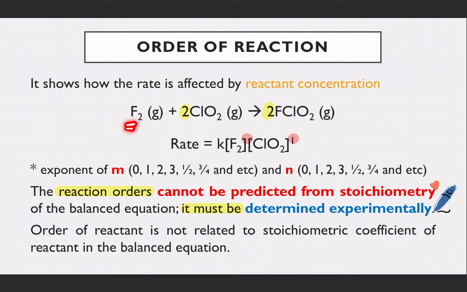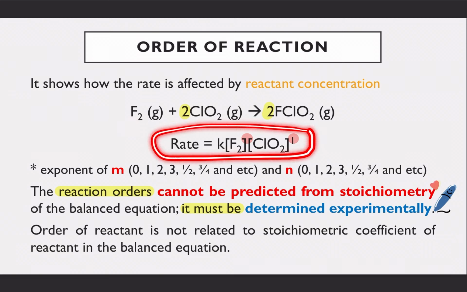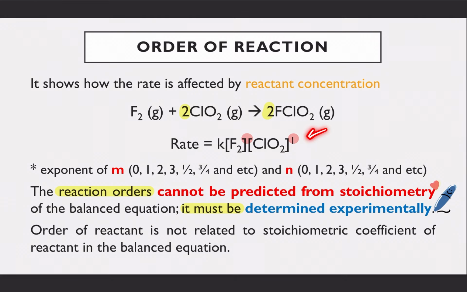If you look here, the stoichiometric coefficient is not the same as your order of reaction. So this is the order of reaction. You can see that for F2 you have 1. And for ClO2 you have 1 as well for the order of reaction with respect to ClO2. But if you look at your balanced chemical equation, your stoichiometric coefficient is 2. So this 2 has nothing to do with the order of reaction.